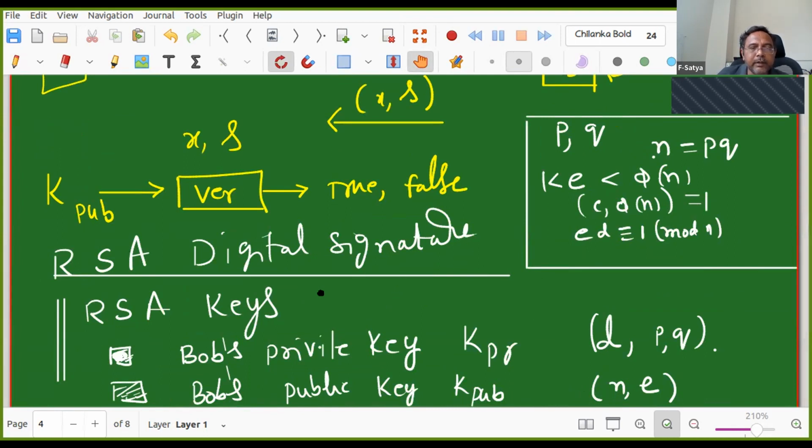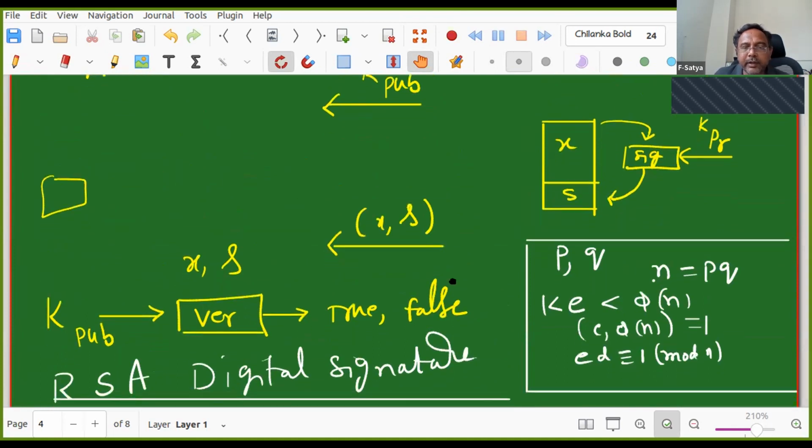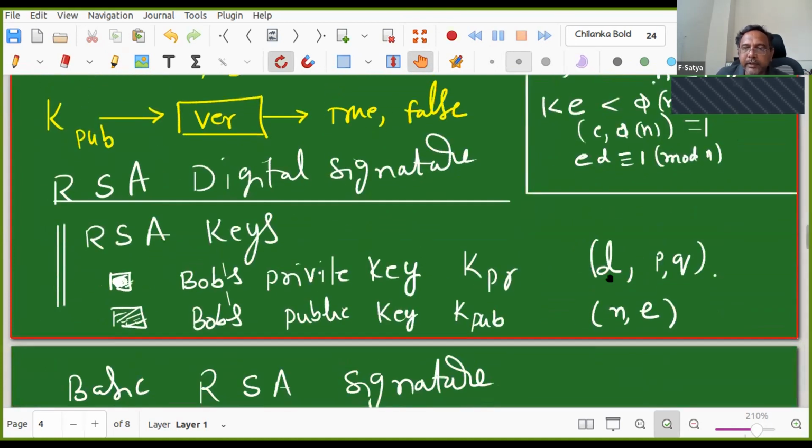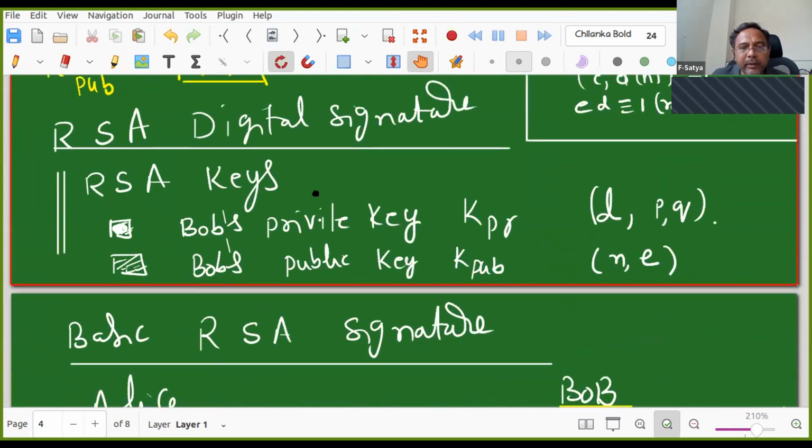Yes, sir. So then I have a different signature scheme, with a different private key and public key, but some data is fixed in both cases. P, Q and N are fixed, right? Okay, now coming back to this.